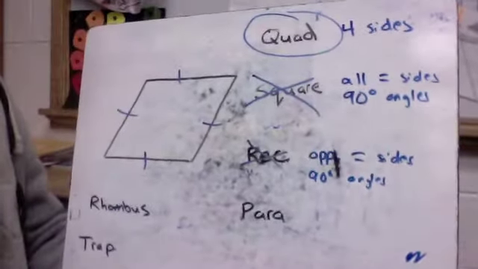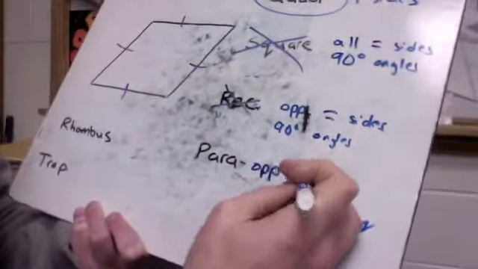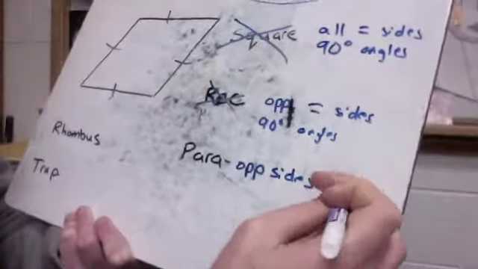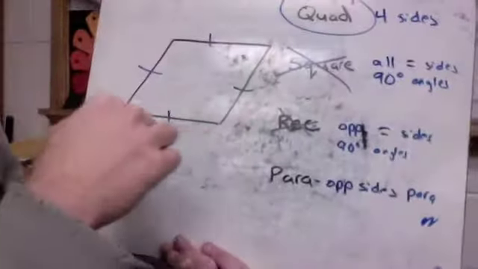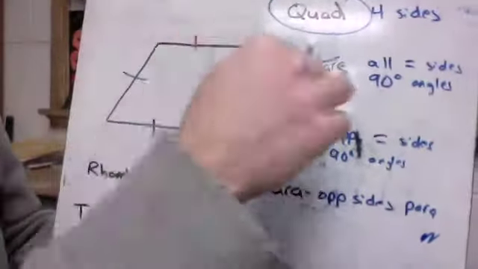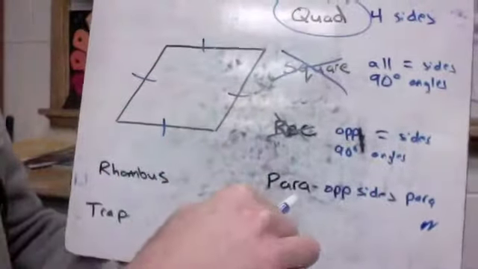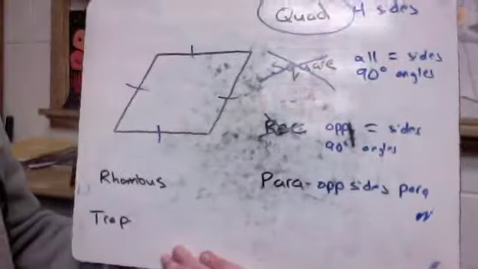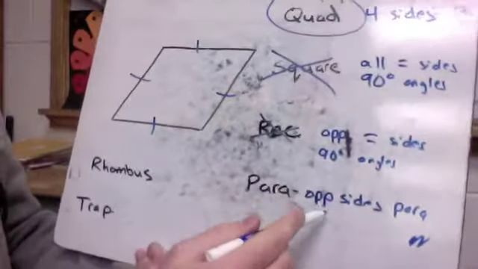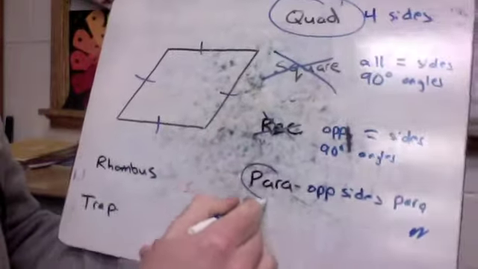Parallelogram. A parallelogram has to have opposite sides parallel. Now if I look at this, these two would be opposite sides. Those are definitely parallel. If we run this one this way and this one like this, they're never going to touch. The other ones, if I go like this and go like this, those are not going to touch either. So that definitely is a parallelogram because it has opposite sides parallel.